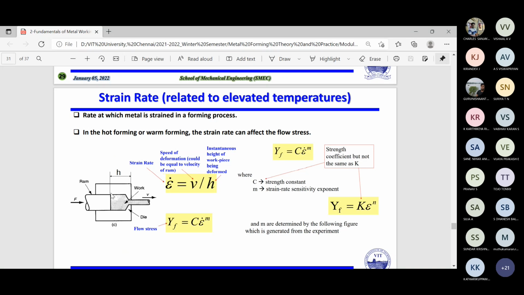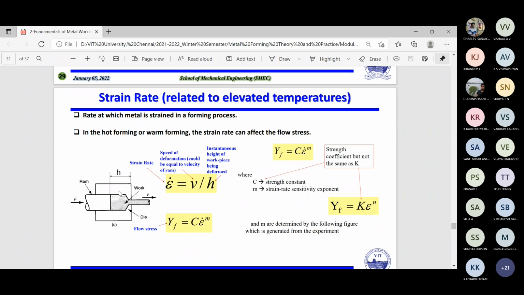As I told in the beginning, you have the edge. Sometimes we call this the height, but you can also consider it as a length, because it is how much distance is deforming there. For example, epsilon equal to v by h, as I put in the previous slides, and YF equal to C epsilon to the power M. Here epsilon equal to the strain rate, v equal to the speed of deformation, which could be the velocity of the ram, and h equal to the instantaneous height of the workpiece.